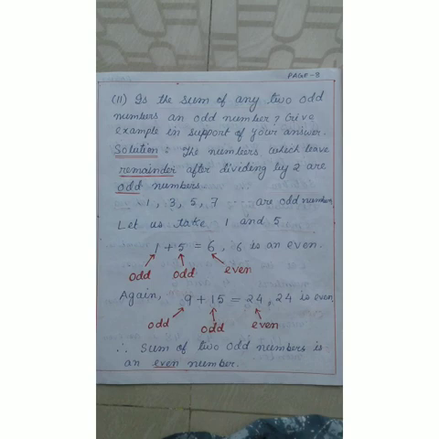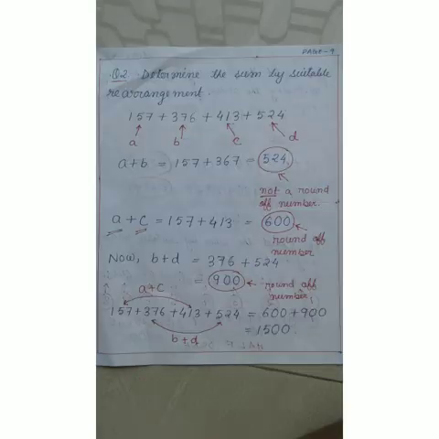Let us take 1 and 5. 1 is odd number, 5 is odd number. If we add, we get 6. 6 is an even number. Again, two odd numbers, 9 and 15. If we add, we get 24. 24 is an even number. Therefore, sum of two odd numbers is an even number.